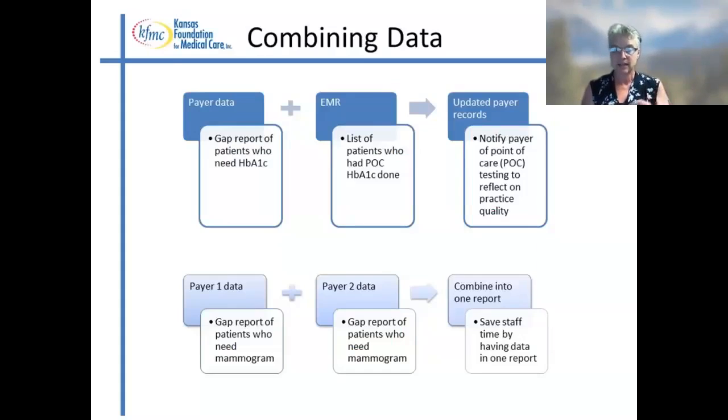Since the payer gets their data from claims, they may not have that point-of-care data. So by providing that to the payer, you can update the progress of your practice towards that quality measure, and it really does reflect the work your practice is doing much better. Now, if you get gap reports from multiple payers, consider consolidating them into one report that someone in your clinic can work off of to close those gaps. This could save a lot of time versus looking at multiple reports. Now, this is only a couple of examples of how to combine the data. Our team is happy to help you to combine these multiple data sources in a workable format for your staff.